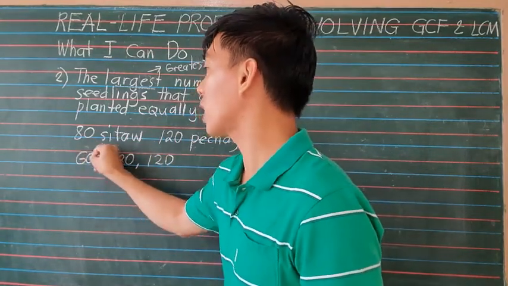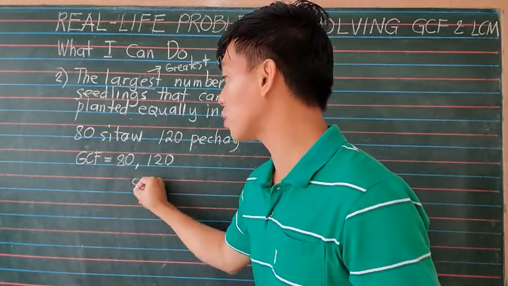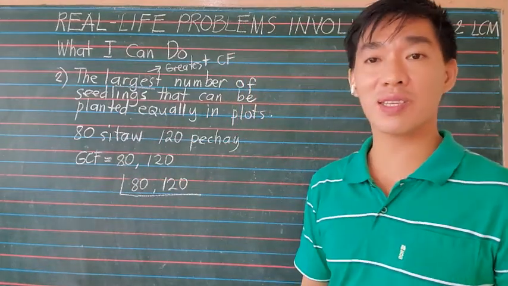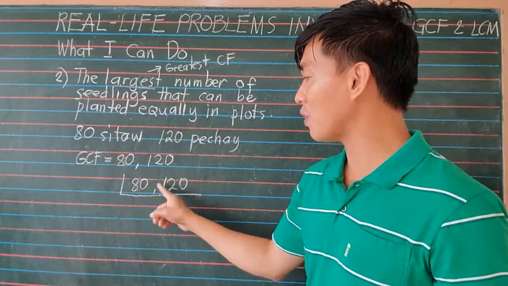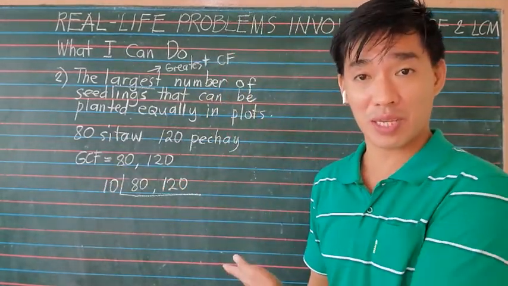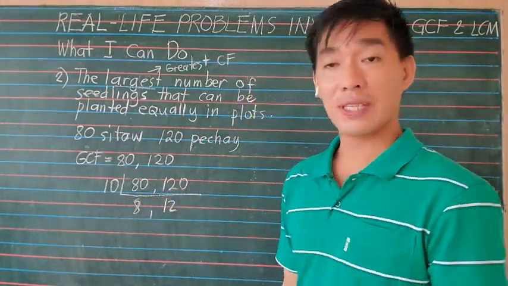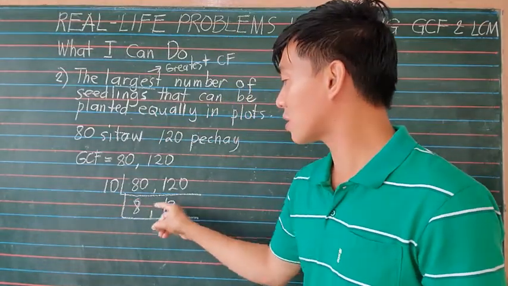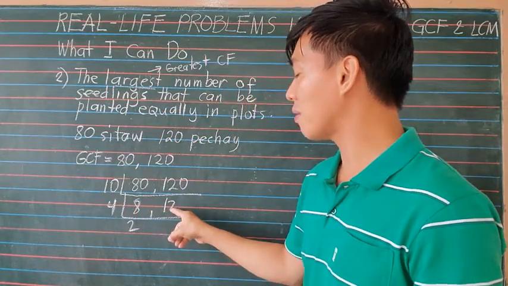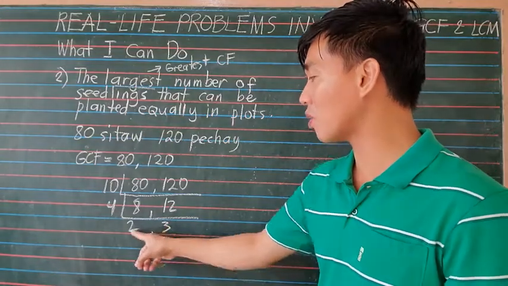GCF. So in order for us to get the GCF of 80 and 120, of course, always remember, we could use continuous division to solve this. And both numbers are divisible by 10 because they end with 0. We could use our divisibility rules in order to solve this problem. So this will become 8 and this will become 12. Okay? Both numbers could still be divided by 4. 8 divided by 4 is equal to 2. And 12 divided by 4 is equal to 3. Then there's no more number that could divide them.